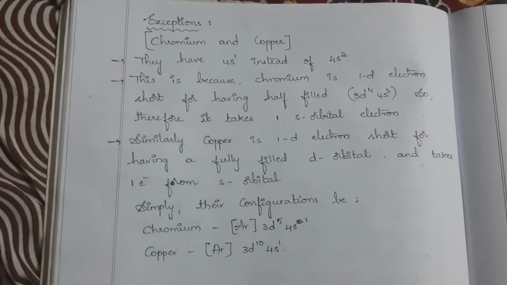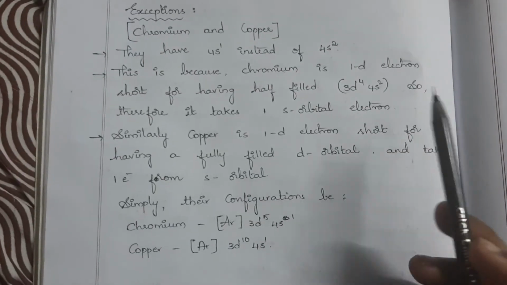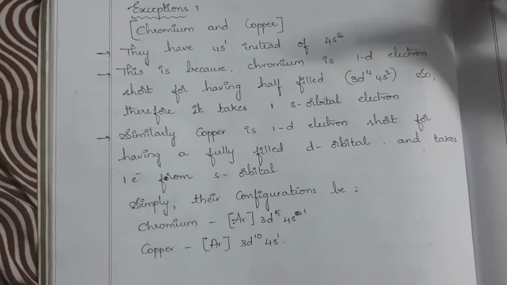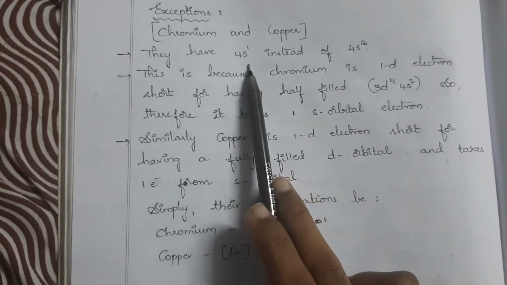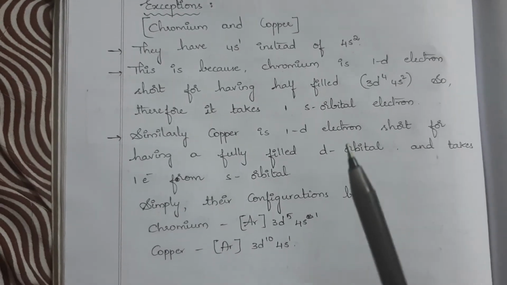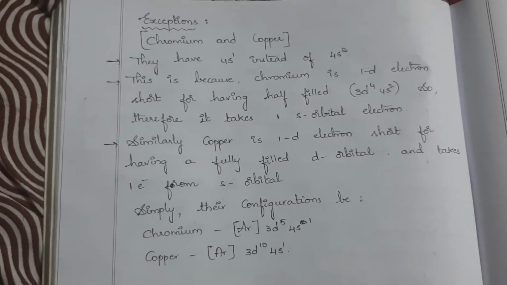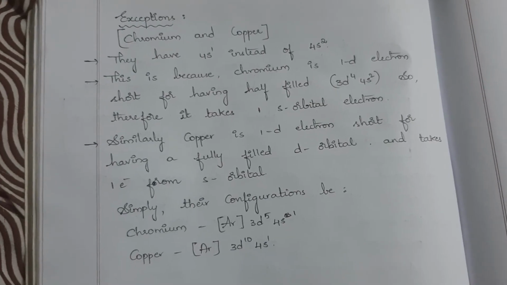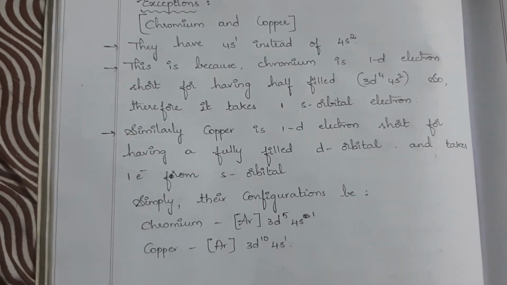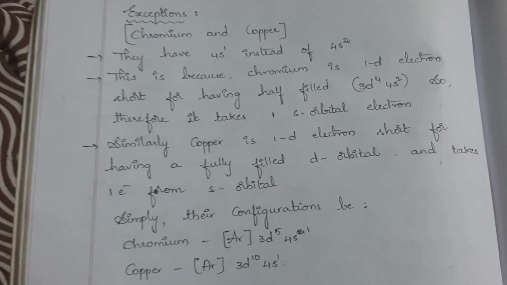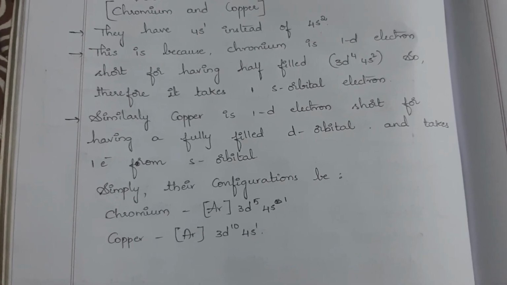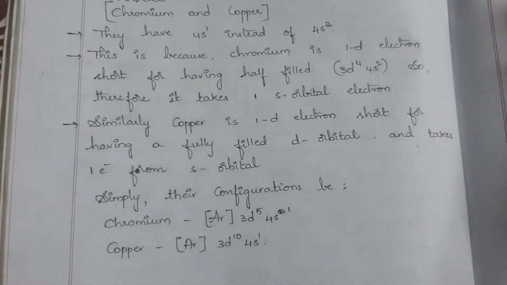Next, coming to the last, the exceptions, chromium and copper. Why are these two exceptions? They have 4s1, one electron in the s orbital instead of 2 electrons. This is because chromium is 1 electron short in the d orbital for being half filled. It would be like this: 3d4 4s2. So it takes 1 electron from the s orbital, which makes it half filled and it becomes stable.